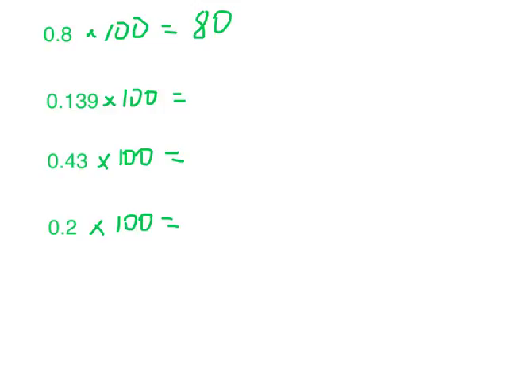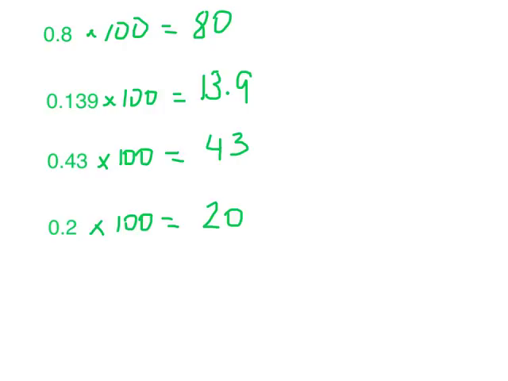So 139 thousandths turns into 13.9%. 43 hundredths turns into 43%. And 2/10 turns into 20%. Now that I've got the percentages, it's really easy to tell which is the smallest, next smallest, and so on.